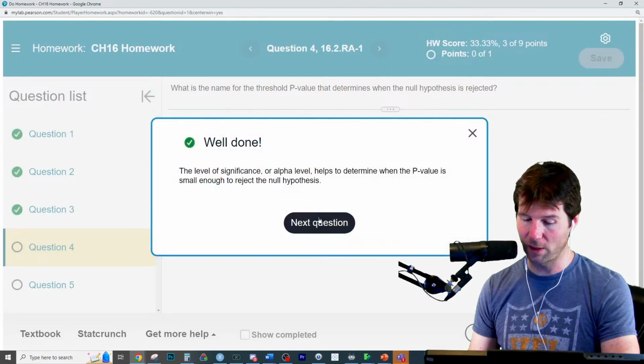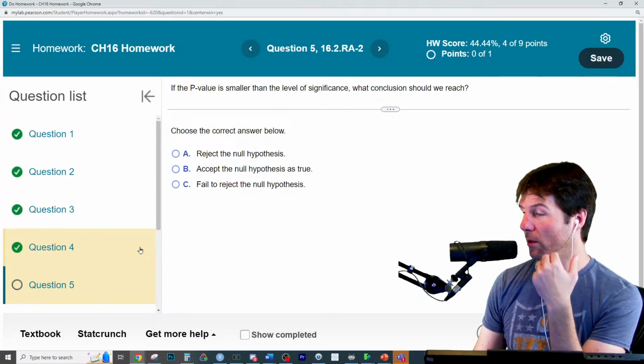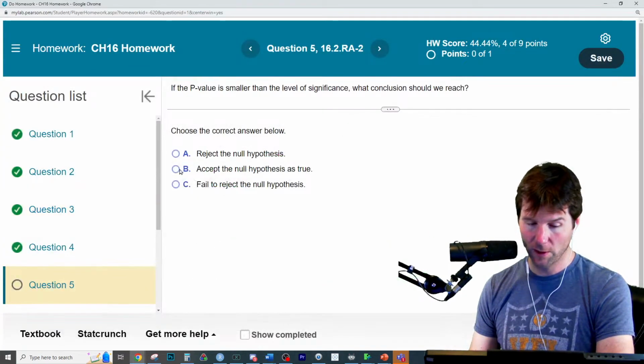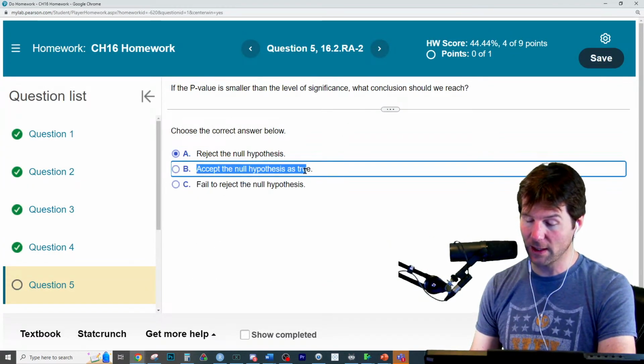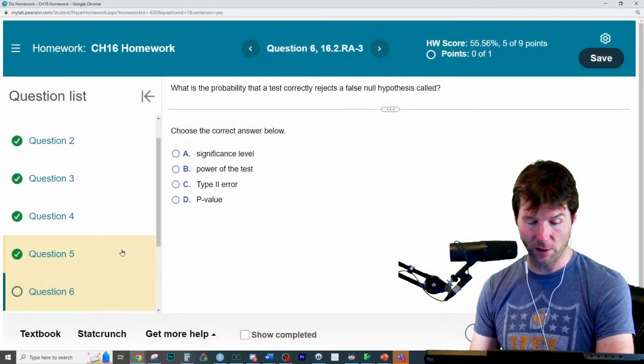Alpha level is the point at which we reject. The p-value is smaller than the level of significance. What do we conclude? P-value is low, reject the null. And so we reject. We do not say we accept. We don't say the null is true. We don't accept it. We just reject or fail to reject the null.